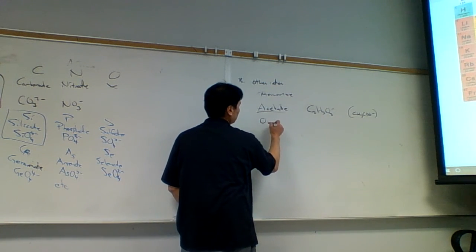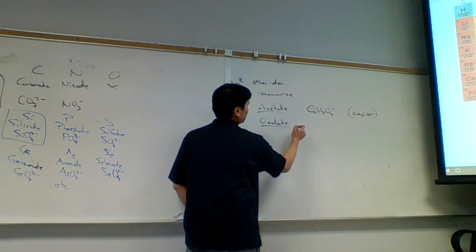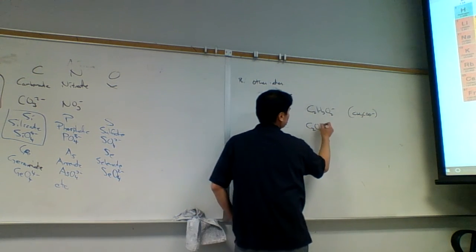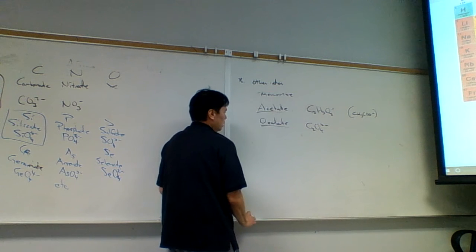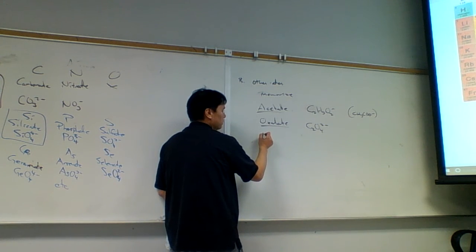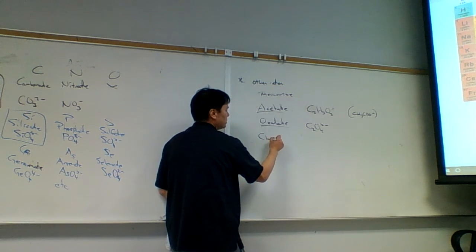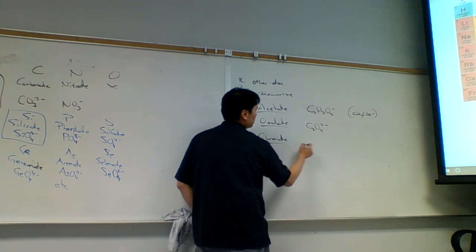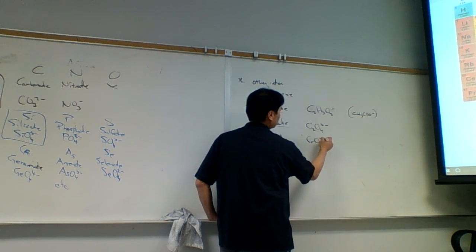Oxalate. Oxalate is C2O4, 2 minus. We have to memorize chromate. Chromate is CrO4, 2 minus.